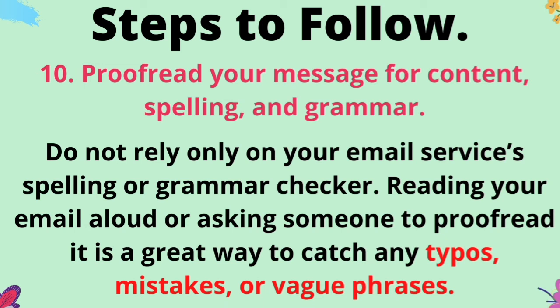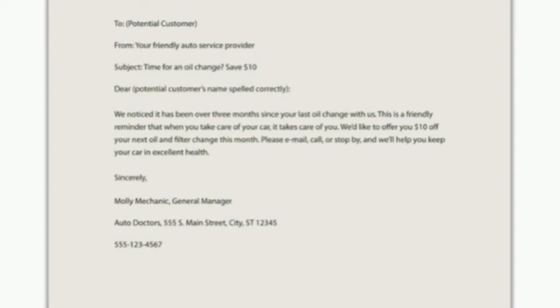Step number 10, proofread your message or content, spelling and grammar. Do not rely only on your email service's spelling or grammar checker. Reading your email aloud or asking someone to proofread it is a great way to catch any typos, mistakes, or vague phrases. So that means always read over, always proofread. Ask someone to read it, because sometimes you cannot see it, but when you ask a family member, a friend, or your spouse, anyone, to proofread it, just to make sure that there's no mistake before you actually send your business email, okay? Okay, guys, here's an example of a formal email.